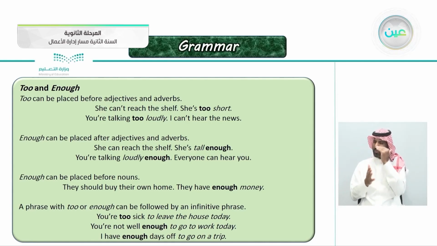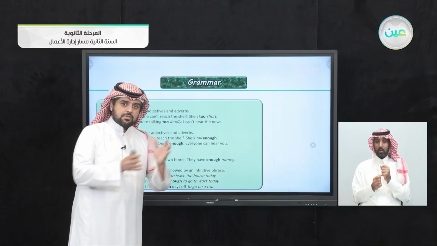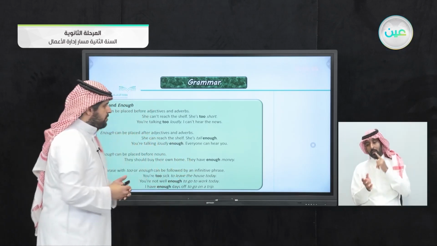She's too short. Or for another example, you're talking too loudly, I can't hear the news. So you notice here, "too" comes before an adjective or before an adverb. "Enough" will be placed after the adjectives and the adverbs. So "too" comes before adjectives or adverbs, and "enough" comes after the adjectives or the adverbs.